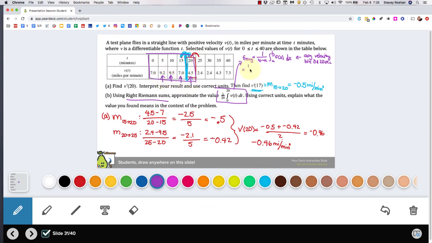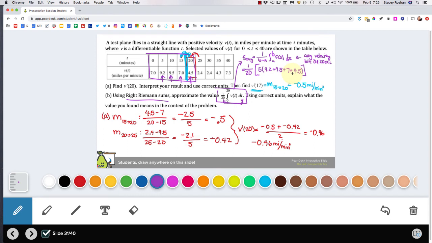So I have 1 over 20. I'm using the right to approximate this integral part, okay? So that integral part is going to be width, which is 5, times the first height, which is 9.2. And actually the width is 5 everywhere, so I am going to factor it out in this one. So I have 9.2 plus 9.5 plus 7 plus 4.5. And I'm not going to even calculate that. I'm just going to leave it as that, but I do need units.